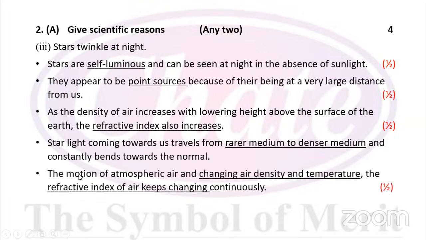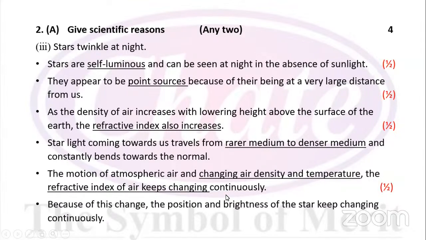Okay. Due to the motion of atmospheric air and changing air density and temperature, the refractive index of air keeps changing continuously. And as the refractive index is changing continuously, the position and brightness of the star keep changing continuously. And that is why we can see that stars appear to be twinkling.